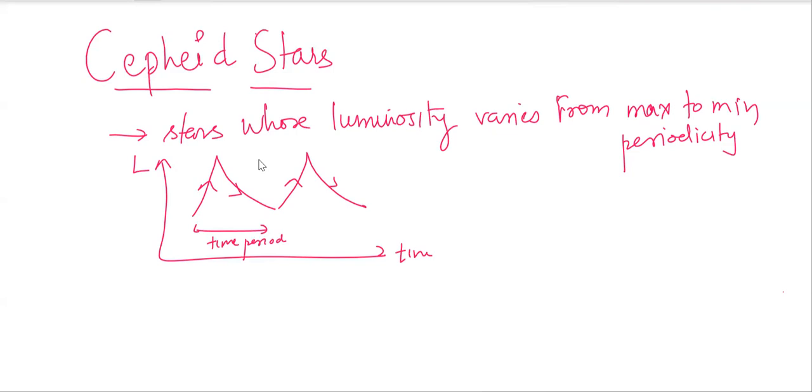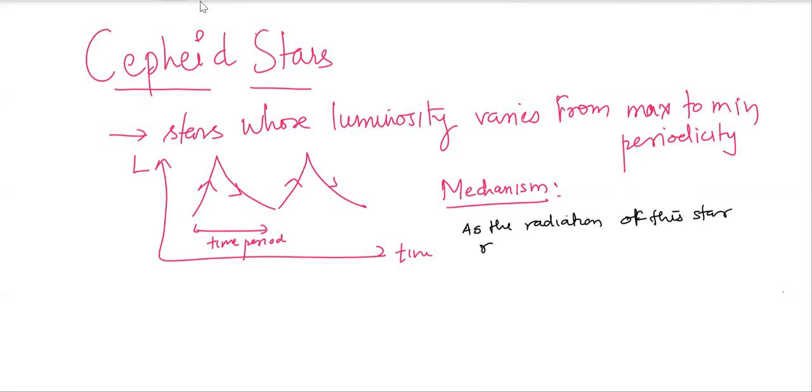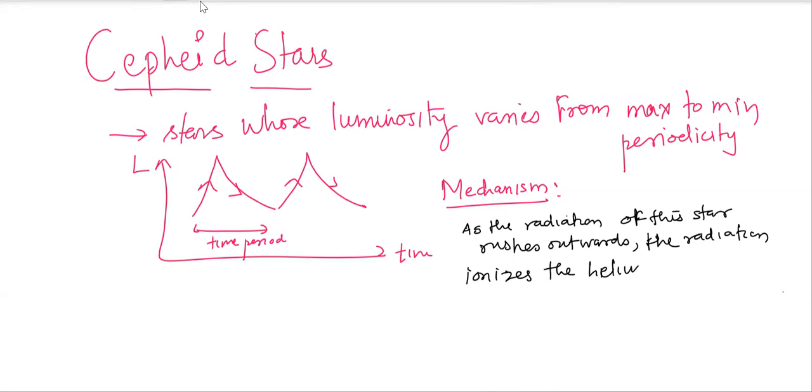Now, why does this happen? Why does the luminosity of the star increase? So the mechanism is such that as the radiation of this star rushes outwards, the radiation ionizes the helium present in the atmosphere of the star.